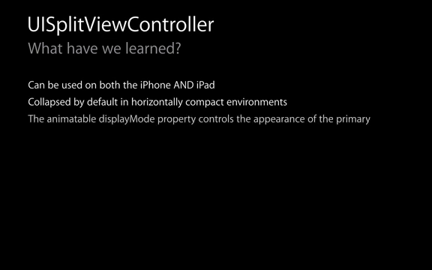So what have we learned here? One is that split view controllers can be used on both the iPhone and the iPad. This makes it easy to write code that is kind of agnostic about the platform that it's going to be deployed on. If you have a certain type of application layout that makes sense in either a collapsed state or an expanded split view controller state based on the available space, create a split view controller, and the split view controller will adapt accordingly. Split view controllers are collapsed by default in horizontally compact environments. The display mode property controls the appearance of the primary or left child view controller of the split view. And you can also now specify the split width.